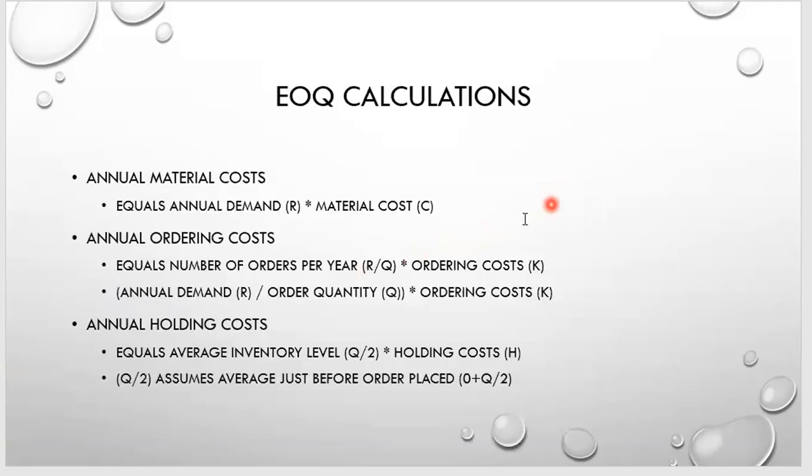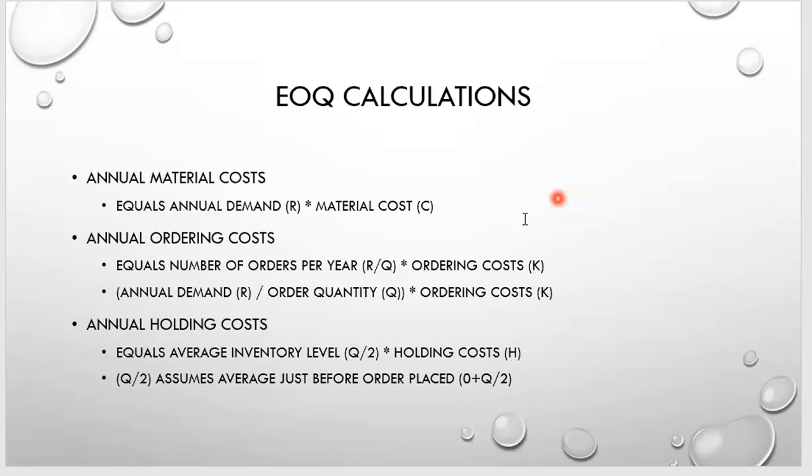So when we calculate EOQ, there are three sub-calculations that we have to calculate with it. So EOQ is not just one number, but also a set of calculations. The first one is the annual material costs. So it's the annual demand times the material cost. It's fairly simple, okay? So if your annual demand is 20,000 units and the material cost is $1 each, it's $20,000. It's very simple. Now the annual ordering costs is the number of orders per year.